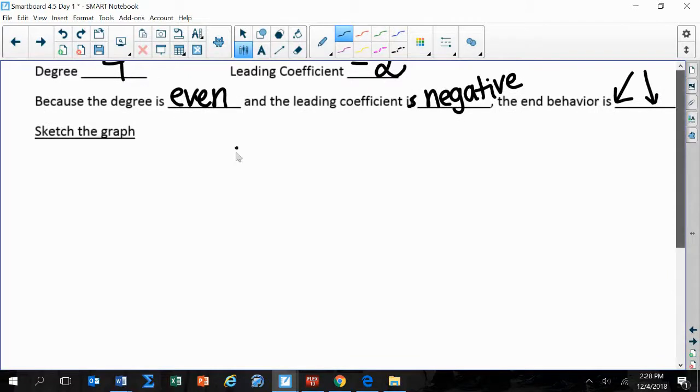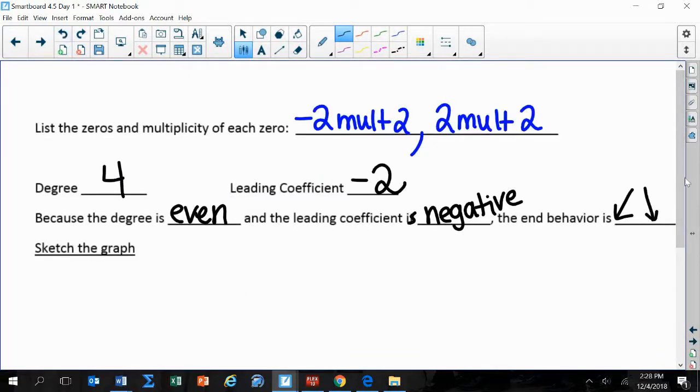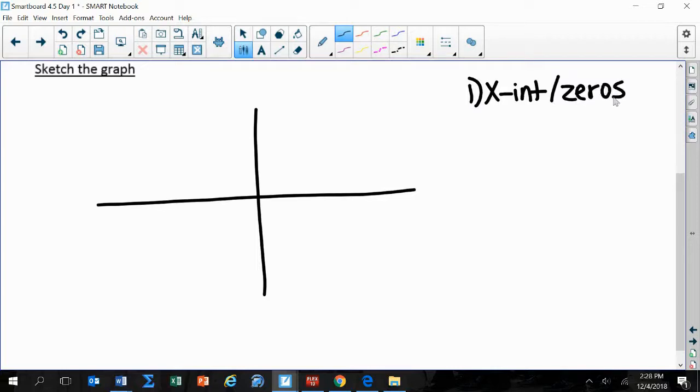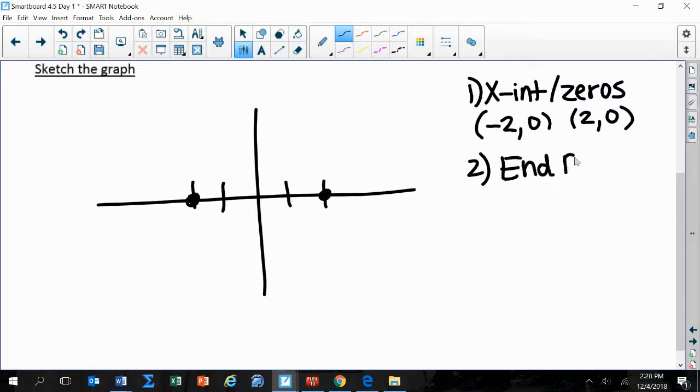Okay? So we're going to sketch the graph. What's the first thing I always sketch whenever I'm drawing my picture? What's the first thing we plotted in the last graph? X-intercepts, or the zeros. Okay, so what were my solutions? Negative 2 and positive 2 were my solutions. There are my intercepts. Then the second thing I graphed was what? My end behavior, which we know here would both be pointing down.